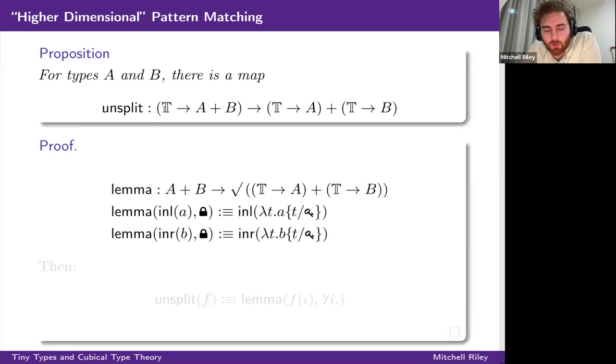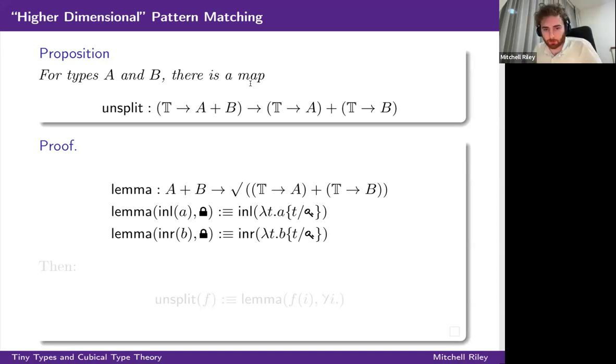map, which is the opposite to the split map that you would expect. We should somehow be able to do case analysis on where this function goes. Either it goes into A or it goes into B. So this is what Andreas Nuyts calls high dimensional pattern matching, which seems like a reasonable name.